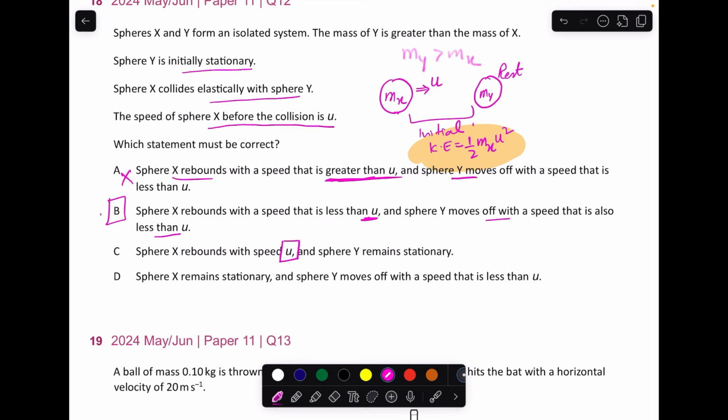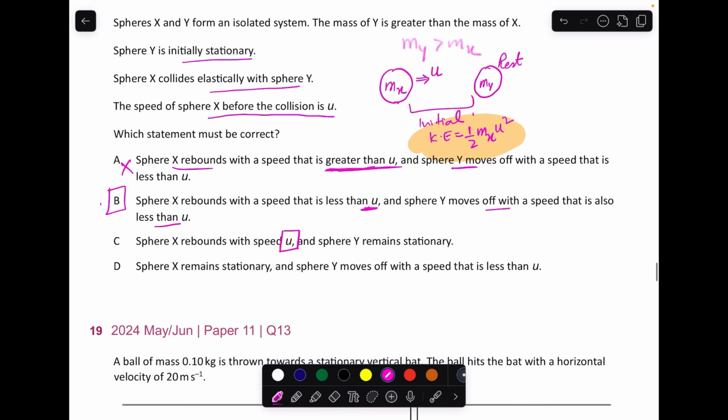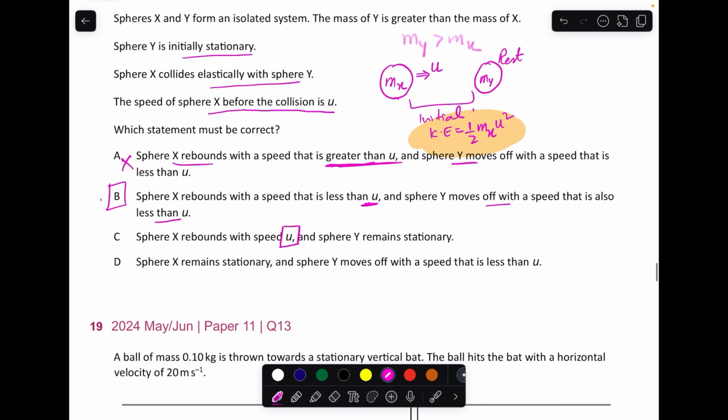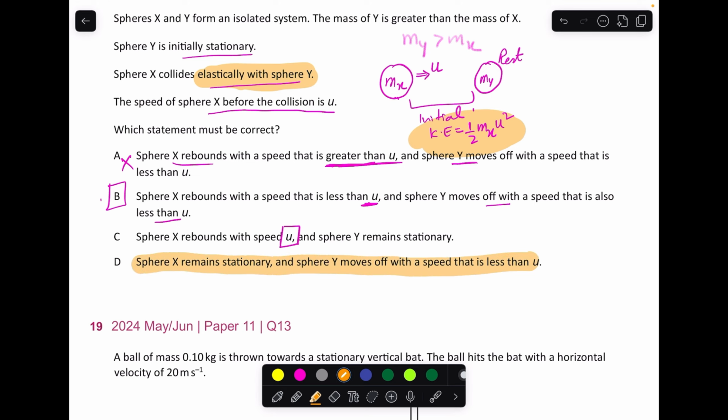Sphere X remains stationary and sphere Y moves off with a speed that is less than u. So this is basically the elastic collision. The kinetic energy should be the same. It will not be less, it will not be more. In that case, it is conserved. That is not the inelastic case.